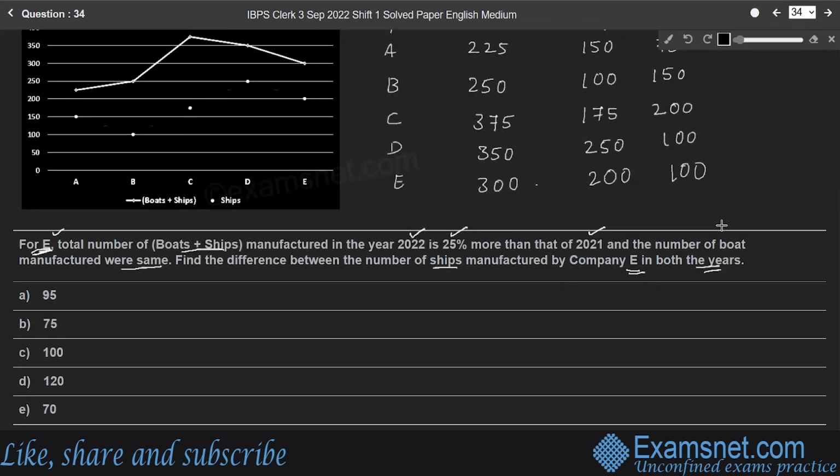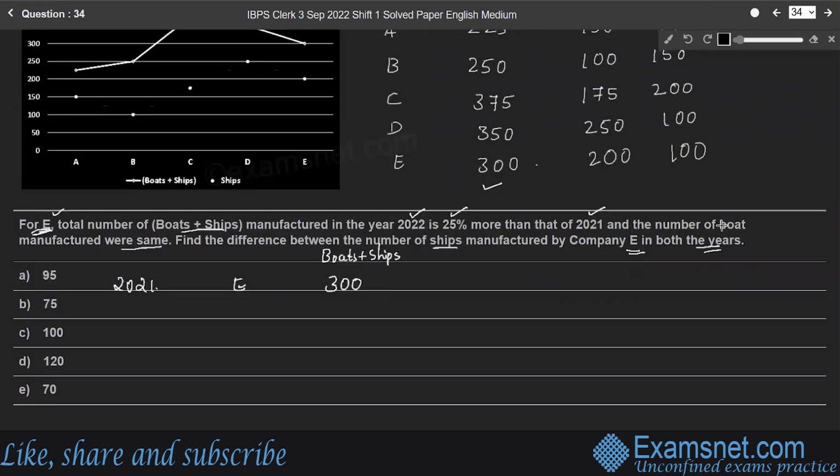So in 2021, company E manufactures totally 300 boats and ships together, right? So 300 is boats plus ships, and in that 200 were ships and boats were 100. Number of boats was 100.